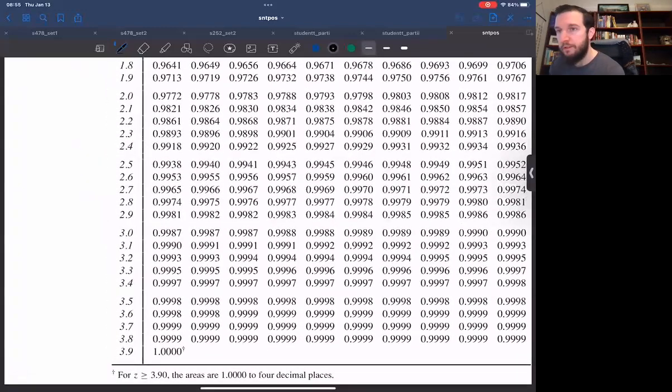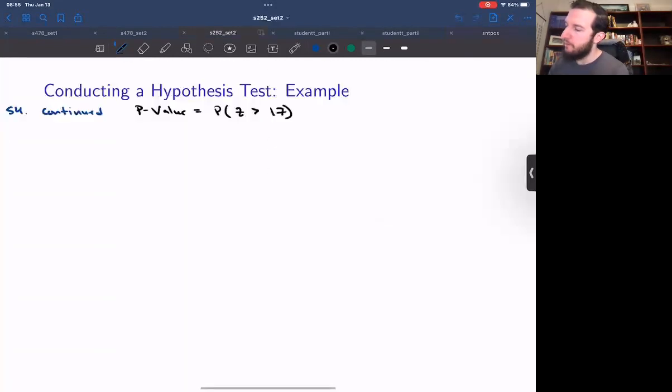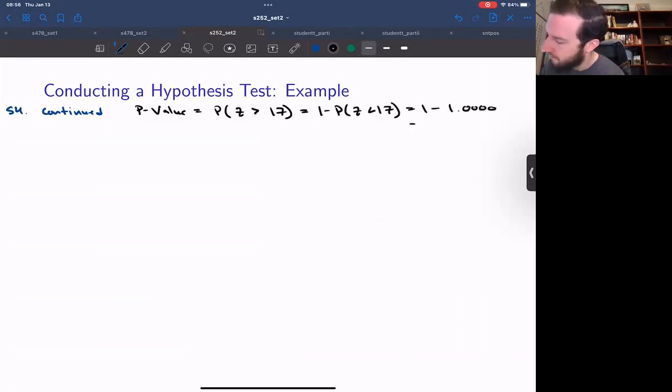Now you can see here at the bottom of the standard normal table, it says for any Z greater than or equal to 3.9, the areas are 1.0000 to 4 decimal places. So what the standard normal table is telling us is that anytime we have a Z score that's bigger than 3.9, we can assume that the area to the left is effectively equal to 1. So this value is going to be 1 minus the probability that Z is less than 17, which is basically 1 minus 1.0000, which is approximately equal to 0. So basically, the p-value for this particular test based off of the standard normal table is approximately equal to 0.